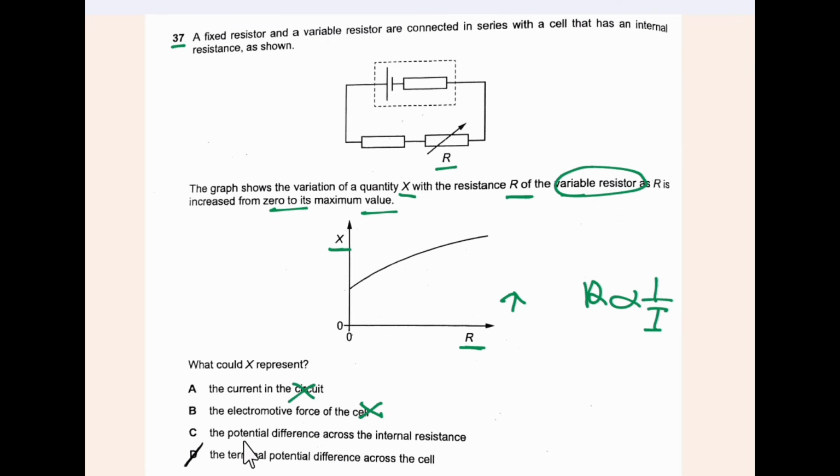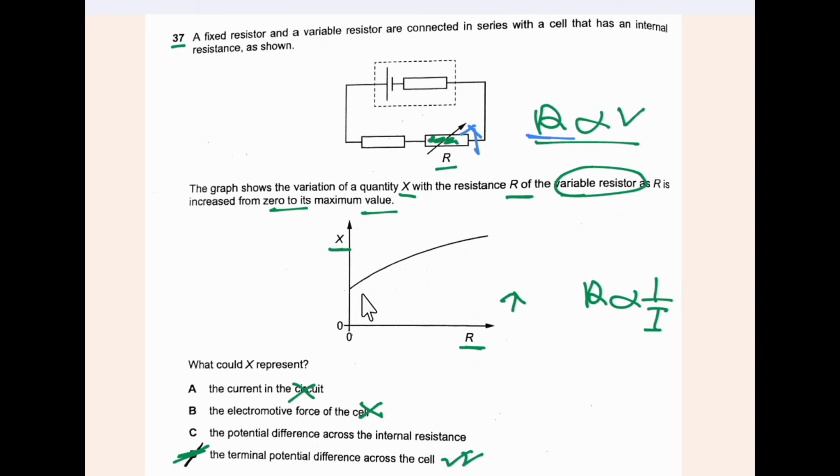Then in option C, we can see the potential difference across the internal resistance. Now, the resistance of R is increased, and we know that resistance is directly proportional to voltage. So as resistance of R is increased, the terminal potential difference increases. So when the resistance of R increases, the voltage across R increases, and since the voltage across R increases, the terminal potential difference increases.